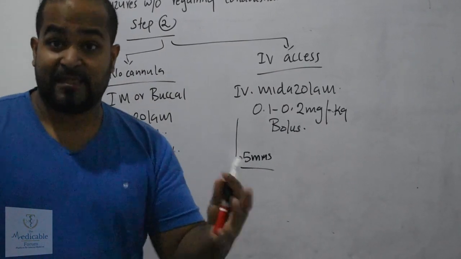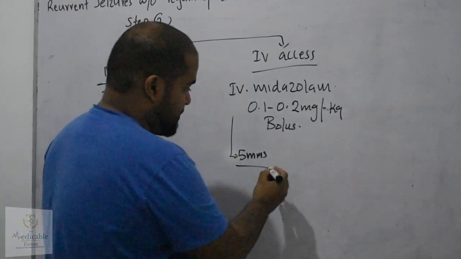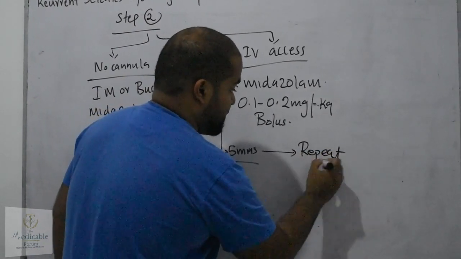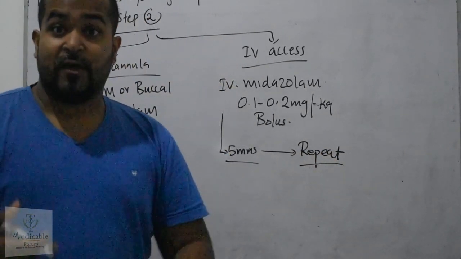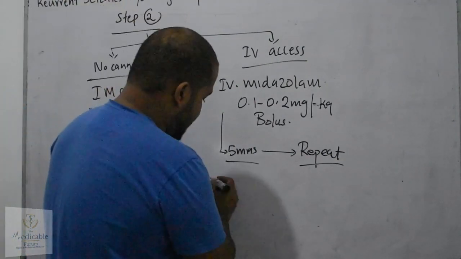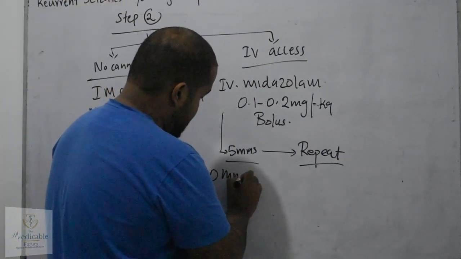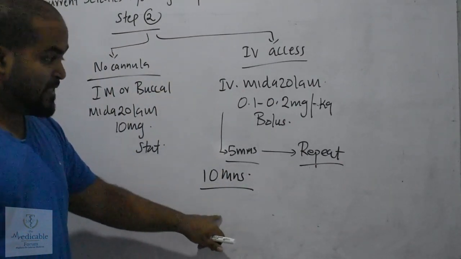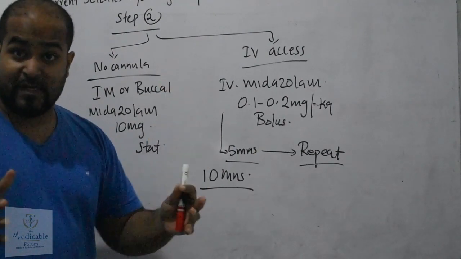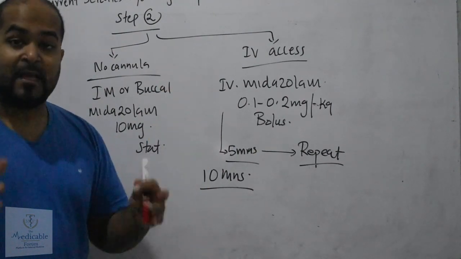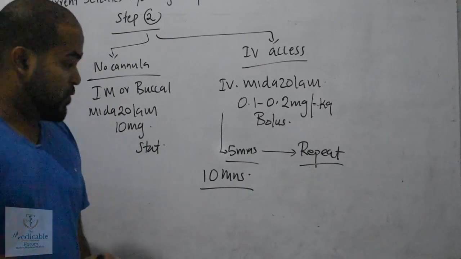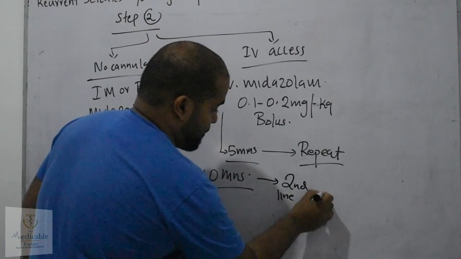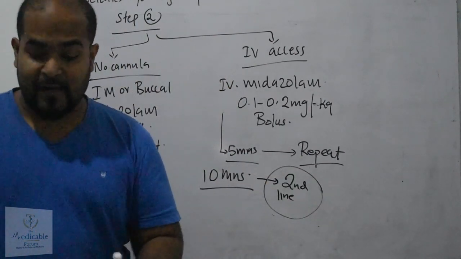You wait for 5 minutes and see if it is settling. If not, you repeat. If the seizures are not settling, you repeat it for the second time. Then, at the end of 10 minutes, after 2 doses of midazolam, if it is not settling, then you need to go to second line. You need to go to second line drugs.